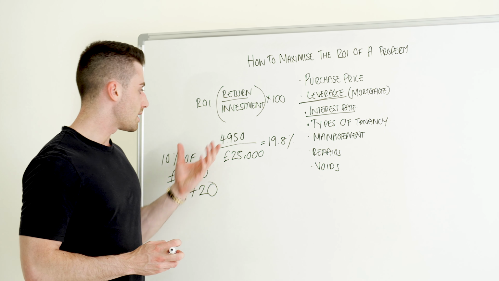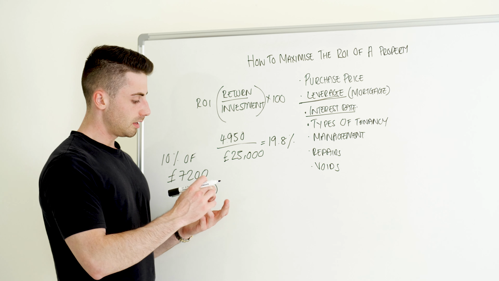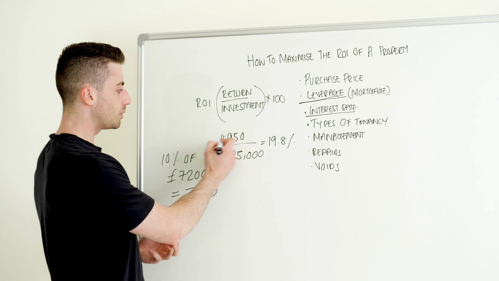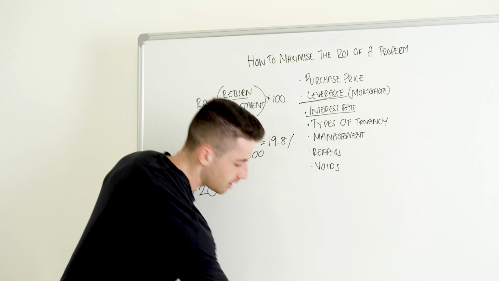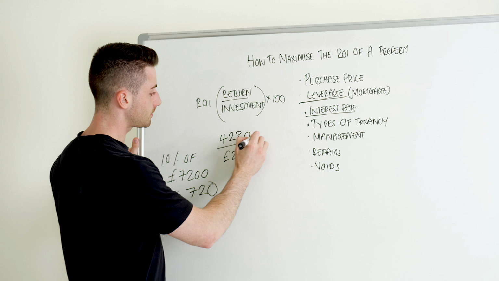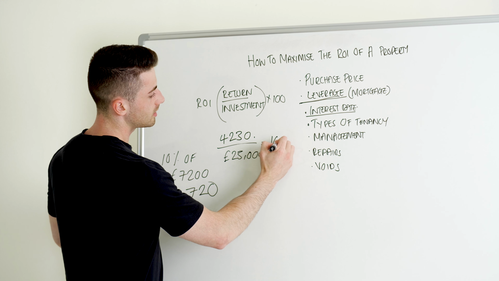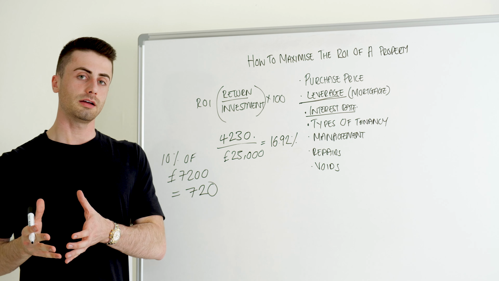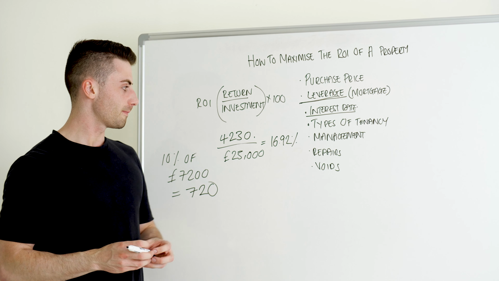And again, we then have to take this off the 4,950 because although from the rent, after we've paid the interest rate on the mortgage, we walk away with this, we've then got to pay the 720, which comes out at 4,230. So this then takes the return on investment to 16.92%, which is still much higher than the 7.2% we discussed earlier.